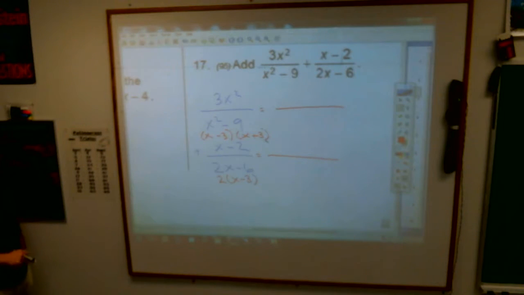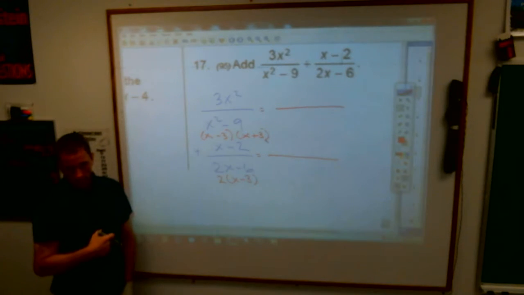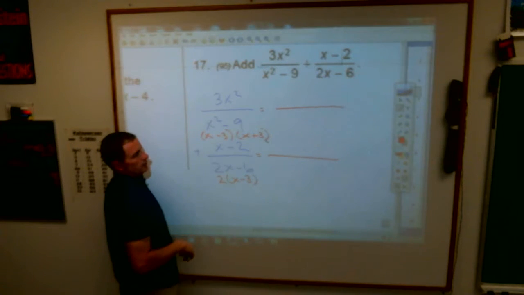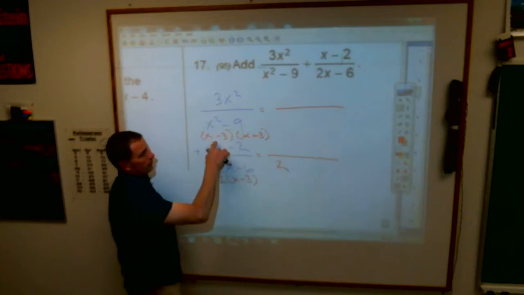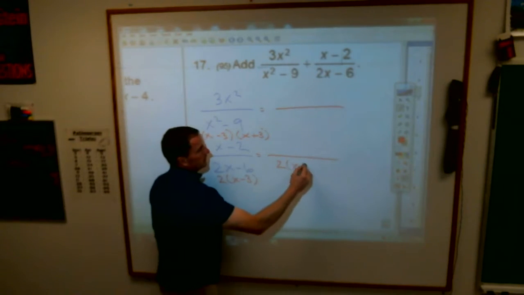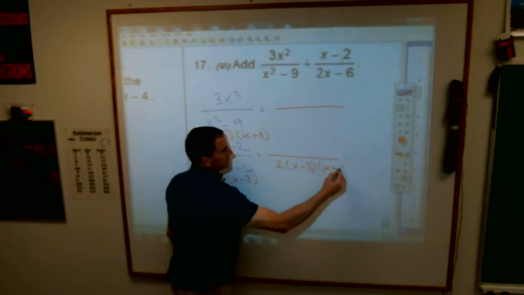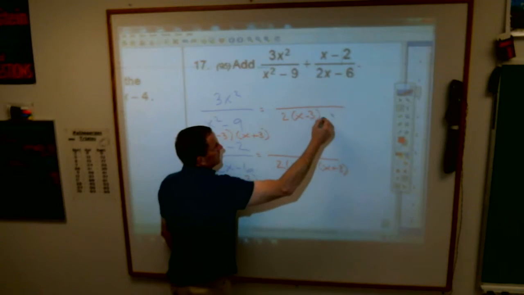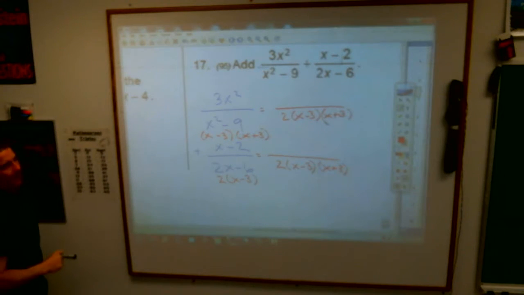And then your common denominator would be 2, x minus 3, x plus 3. Yeah, you take the group that has the most of each factor. This one has a 2, so it's a 2. They both have 1 x minus 3, so you just take 1 x minus 3, and this one has an x plus 3, so you have an x plus 3. So 2, x minus 3, x plus 3. Stop me if you didn't catch that. That is your common denominator.